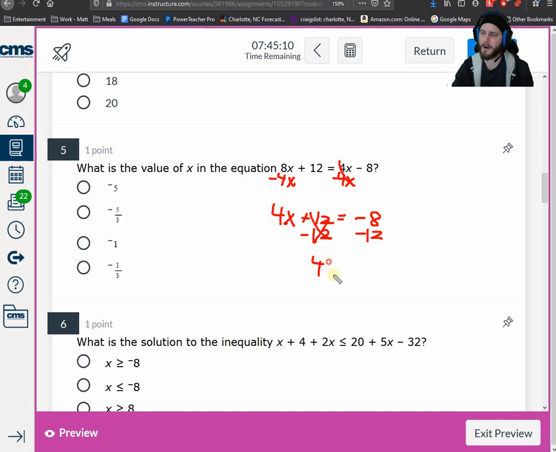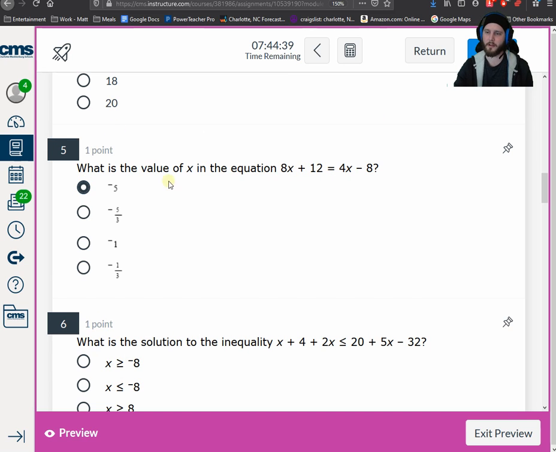We have 4x equals negative 8 minus 12. That number is going to become more negative. Negative 8 minus 12, it goes continuing down to negative 20. All right, from this point, we have 4x. We've got to divide both sides by 4. And that leaves me with x equals negative 5. That's going to be my answer for number 5. X equals negative 5.